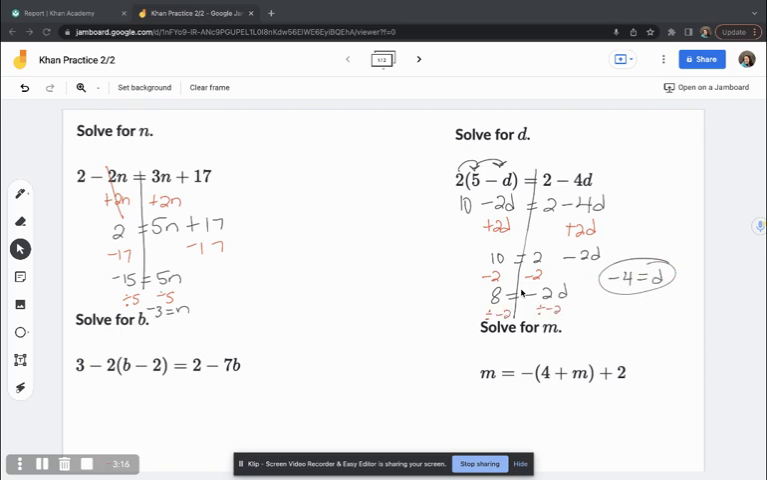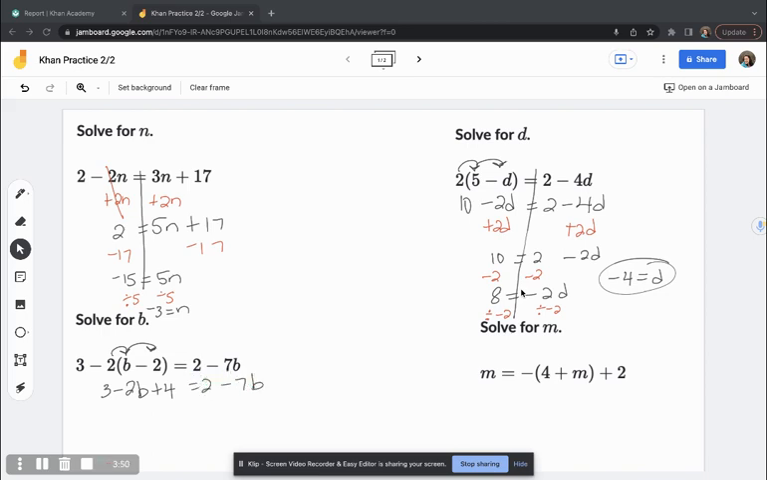All right, my next example, 3 minus 2, parentheses b minus 2 equals 2 minus 7b. So same thing here. I'm going to distribute first. So I'm going to distribute the negative 2. So negative 2 times b is negative 2b. Negative 2 times negative 2 is a positive 4. Don't forget to drop down 3. And bring everything else down.